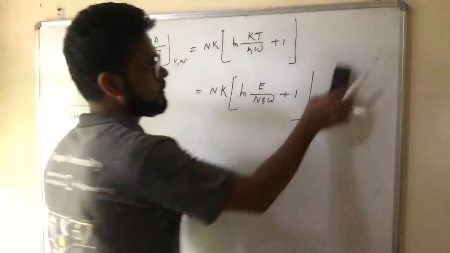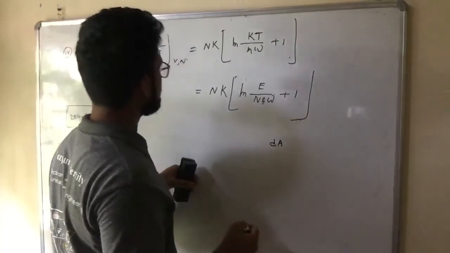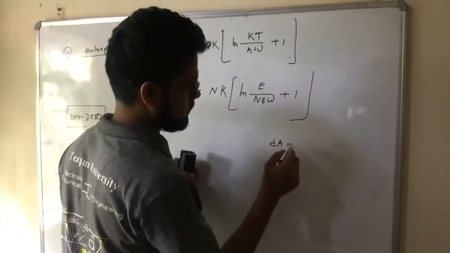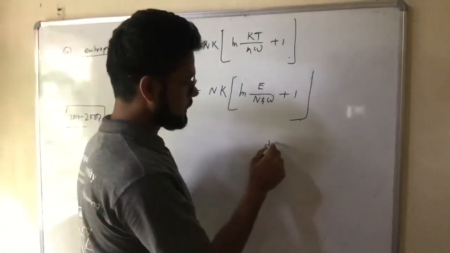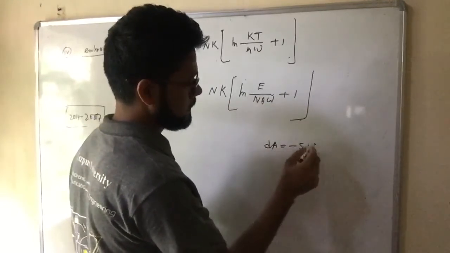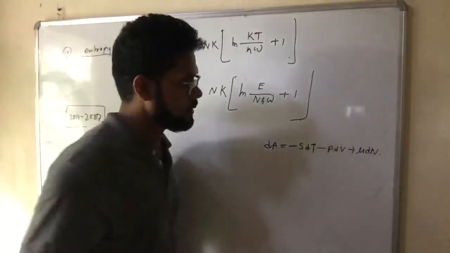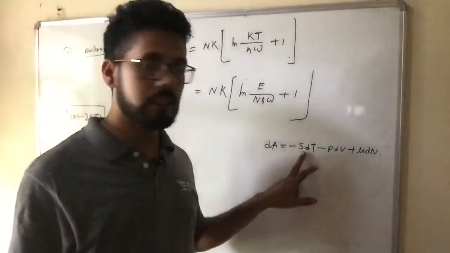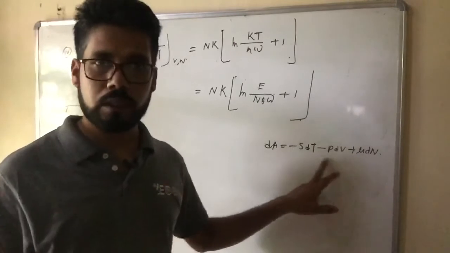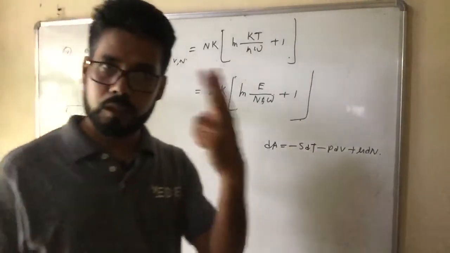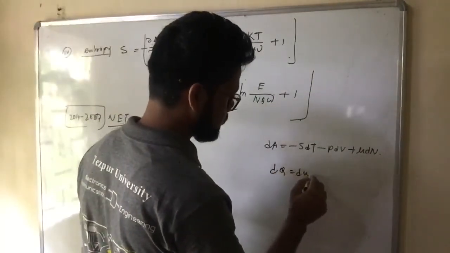So what formula do you have to use? You remember this formula: dA equal to minus S dT minus P dV plus mu dN. I need to find the temperature. Here temperature is not there, and using this formula you can calculate entropy, pressure, chemical potential. Temperature you cannot. So another formula you have to focus on. Only two formulas you have to always remember. One formula is this one, another formula is dQ equal to dU plus P dV.